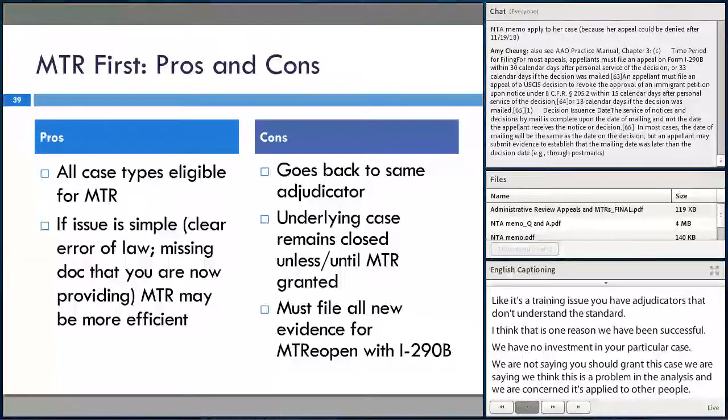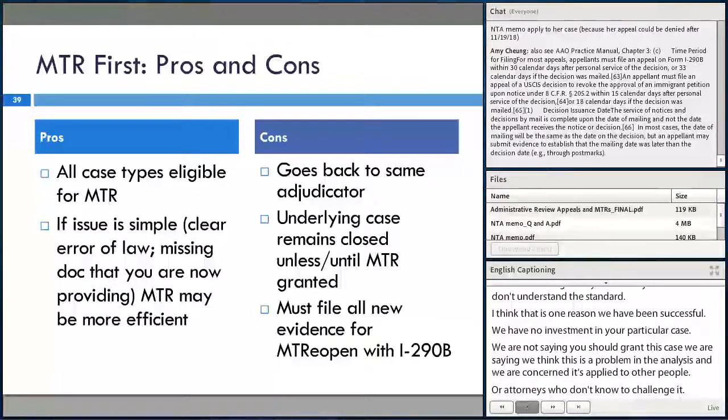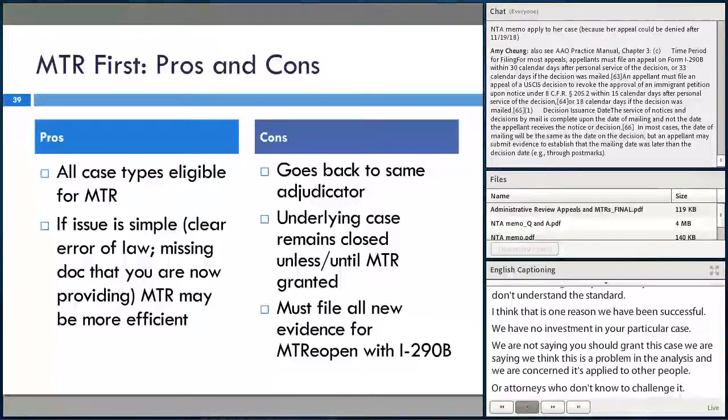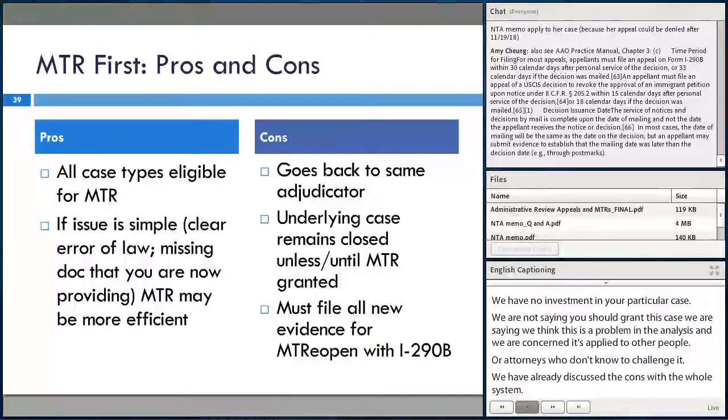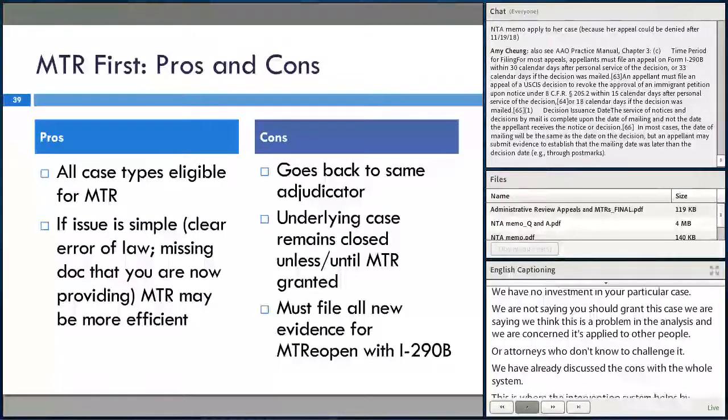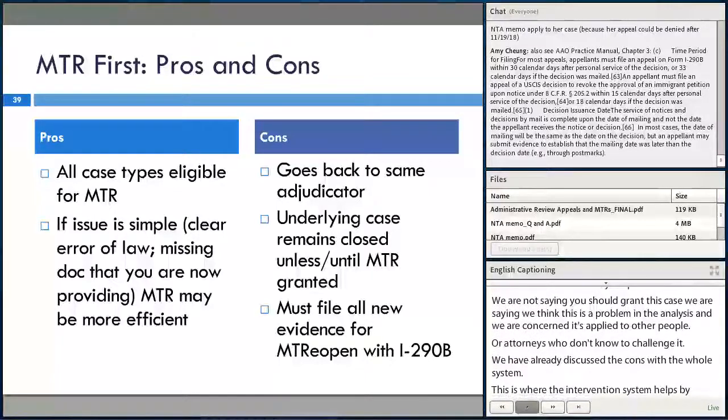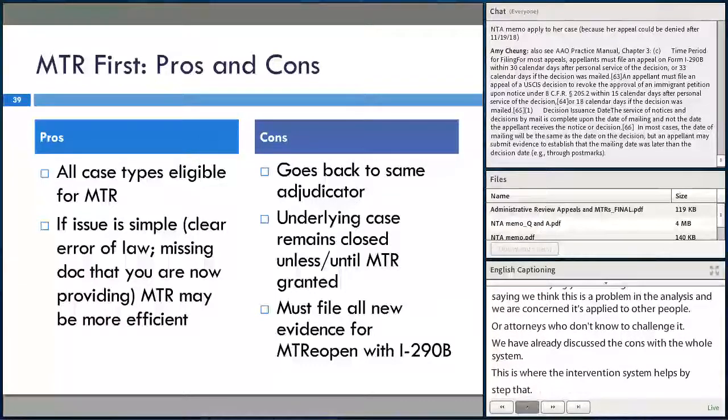We've already discussed the con with the whole system, that you have the same adjudicator re-adjudicating it, but this is where the intervention system kind of helps bypass that. We do flag it for people who otherwise would not probably be looking at your individual case. It would probably go back to a supervisor or back to the original adjudicator. And this way someone else is looking at it. We don't know what they'll do, but at least someone else is looking at it.